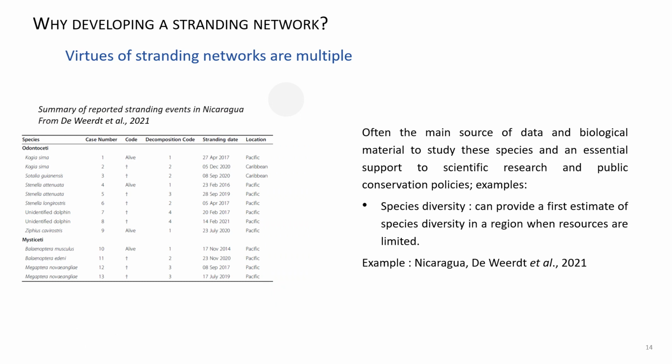For example, when no dedicated survey can be conducted at sea because of limited logistics and funding, strandings can provide a first estimate of species diversity in a region. For example, the analysis of stranded marine mammals along the Pacific and the Caribbean coast of Nicaragua from 2014 to 2021 has provided the first description of the cetacean community in the country.